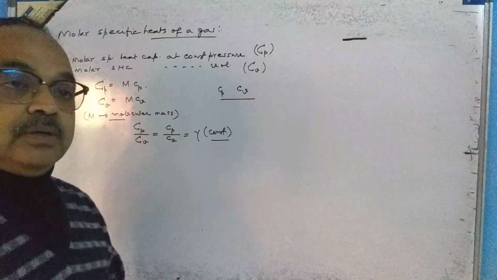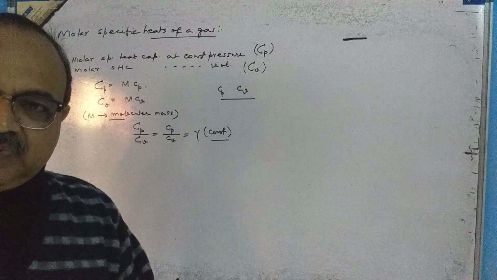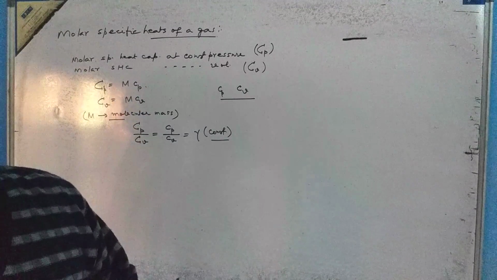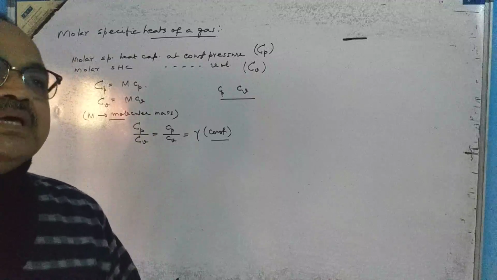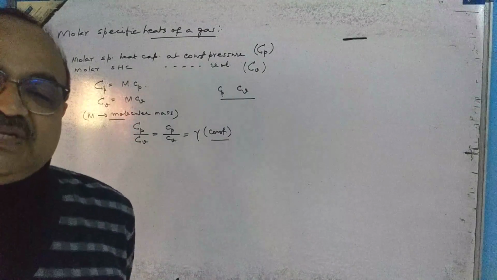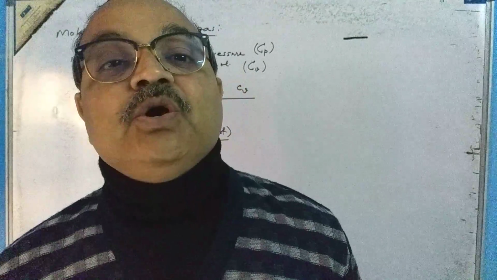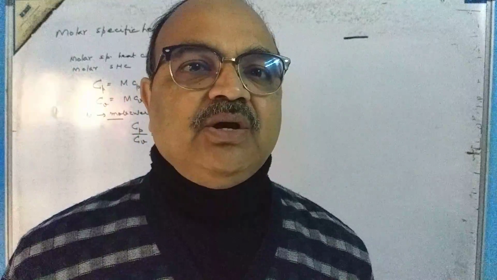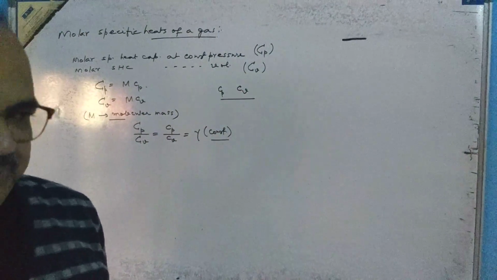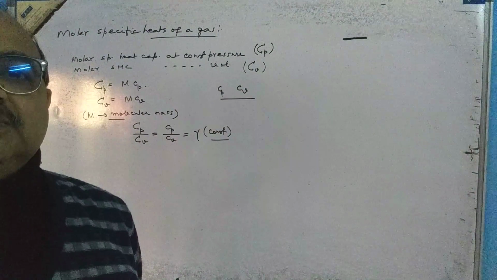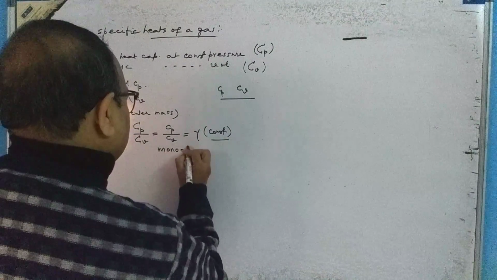Now, there are different types of constant. On what does this constant depend? Actually, this constant depends upon the atomicity of the gas. Atomicity means whether the gas is monoatomic, diatomic or triatomic. For a monoatomic gas, it has some value.